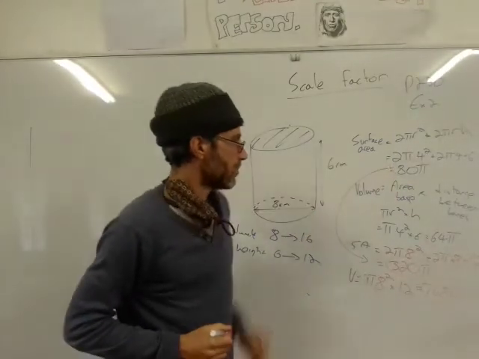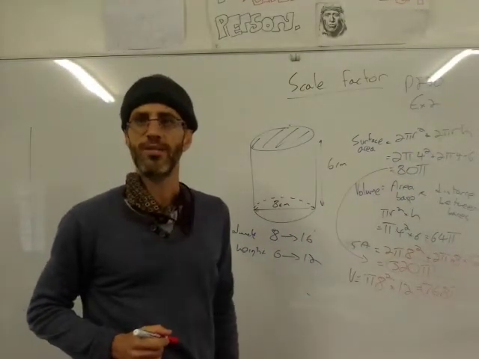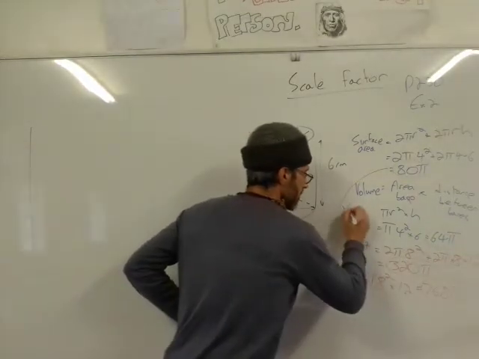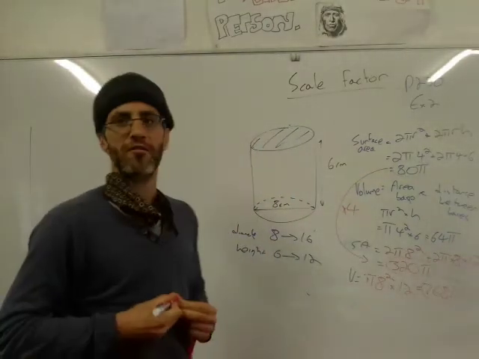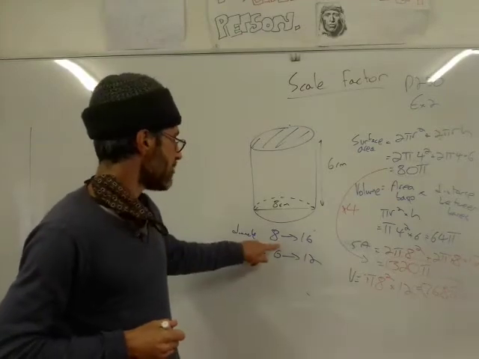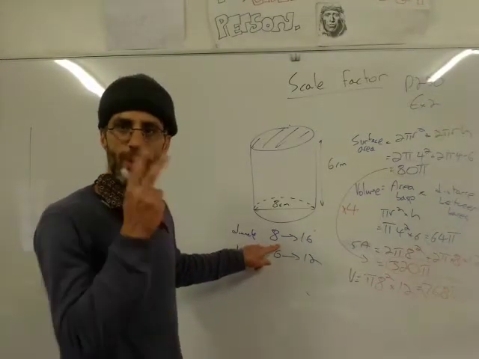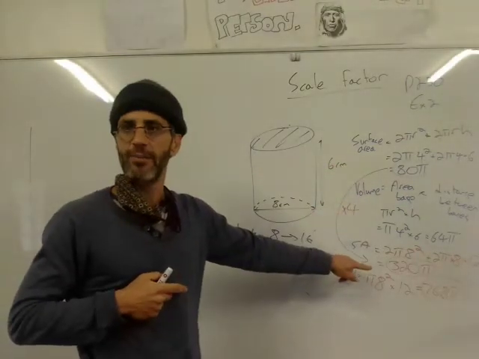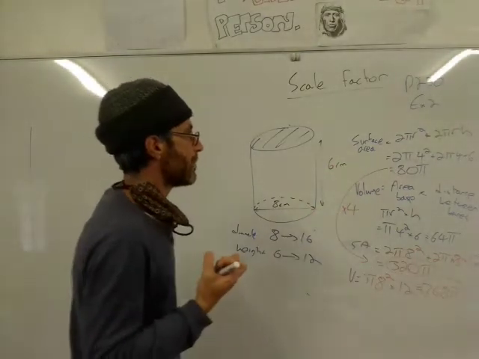How much did I multiply 80 to get to 320? Times 4. So Ollie was absolutely right when it comes to surface area. If I multiply the dimension by 2, then the surface area is multiplied by 4. Now why is that happening?